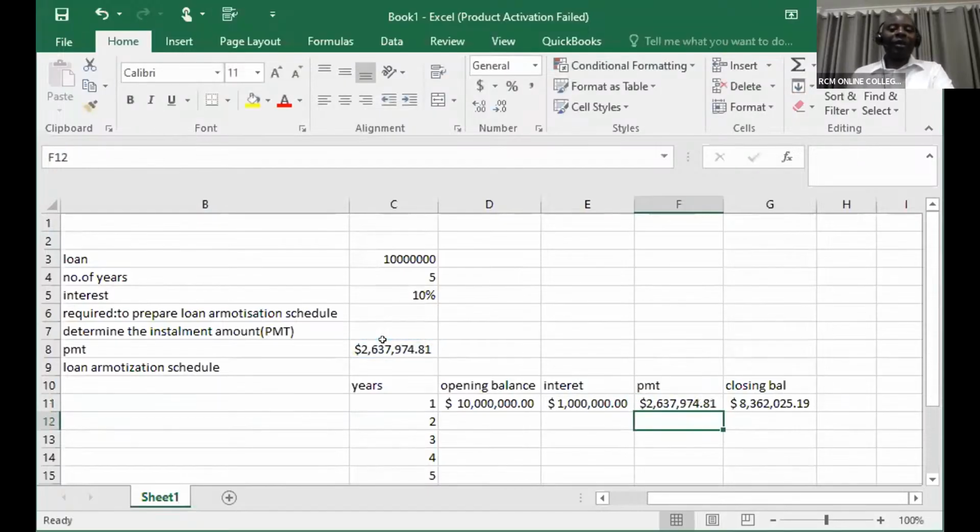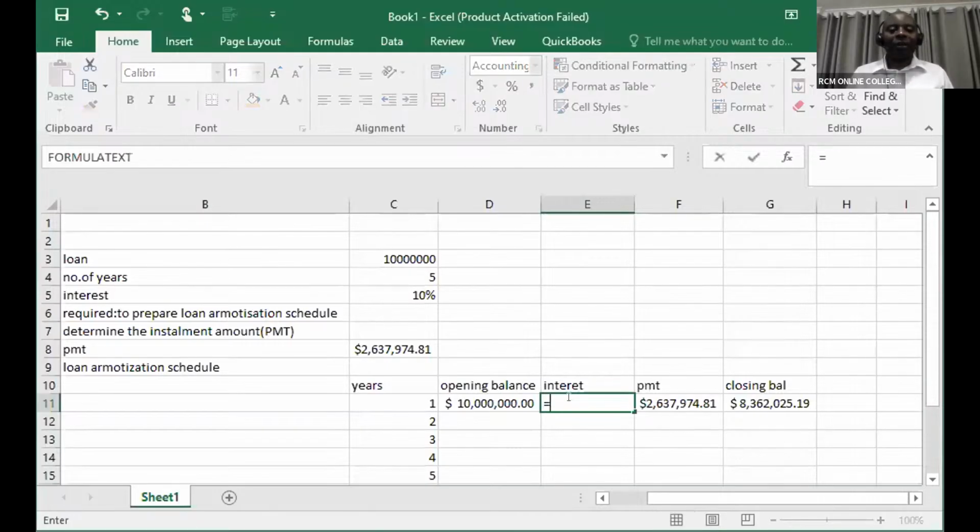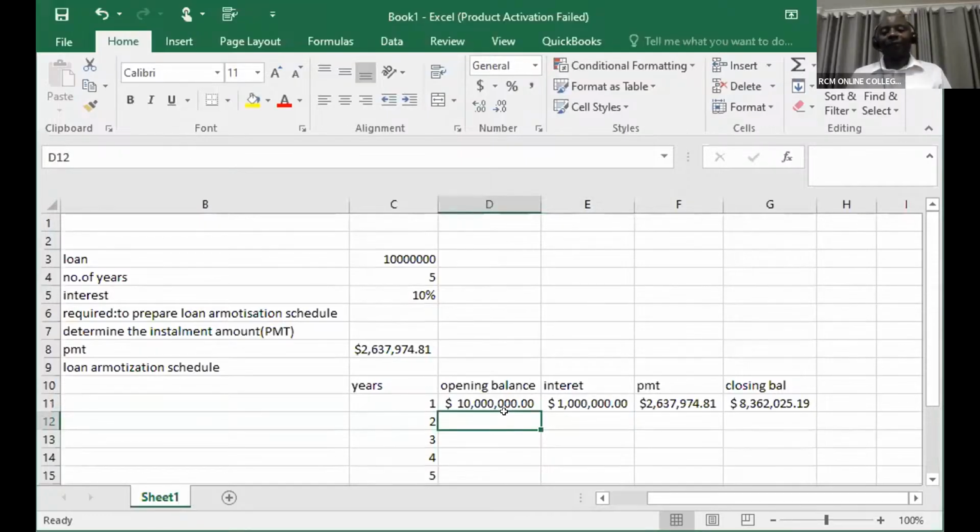Now go back to the interest. Let's calculate that interest afresh because it's wrong. Say equals. Take the 10 million opening balance. You say times 10%, which is going to be constant. So F4. Great. Now take that cursor to year number 2. So year number 2, what is the opening balance? Great. Enter.